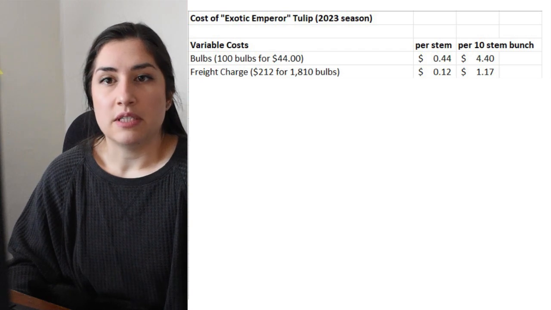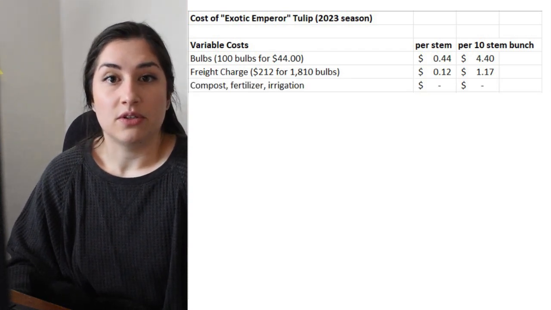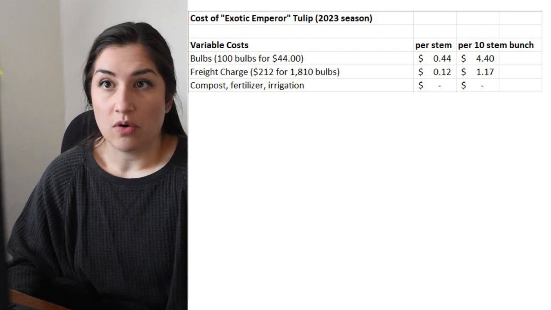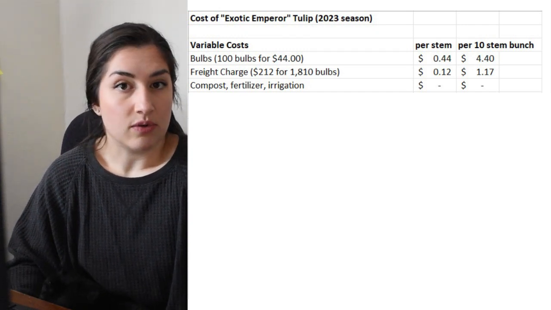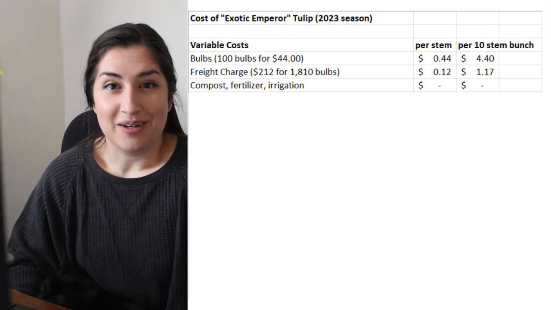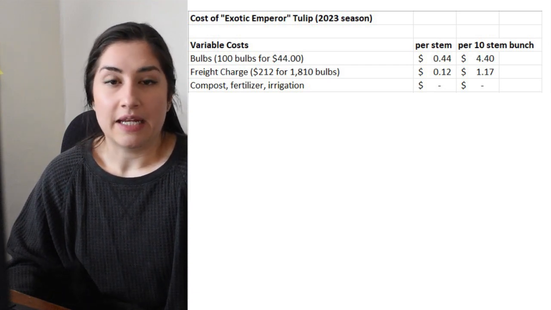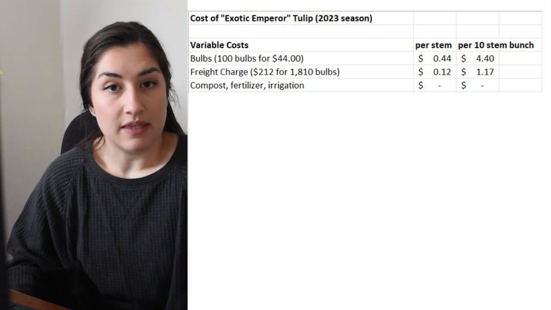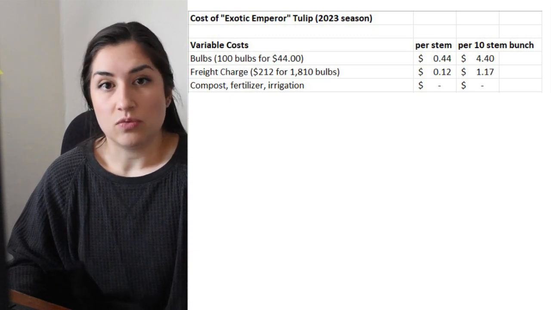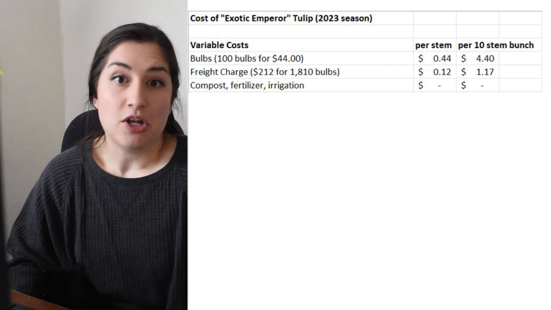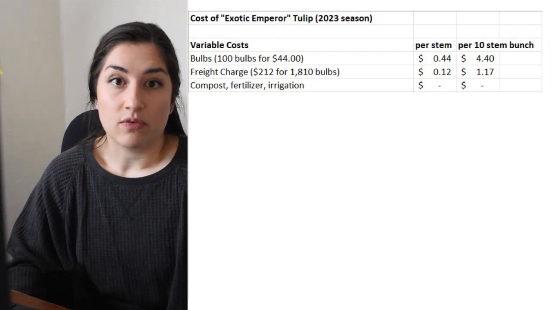Then we also have to consider compost, fertilizer, and irrigation. Thankfully, tulips don't require fertilizer. They also don't require irrigation where I live because our winters are very wet, so that's not a cost that I have to worry about. And I didn't truck in any compost this season, so I'm just reusing compost that I had available from last season. So not a cost there, but something that you should consider for other crops.